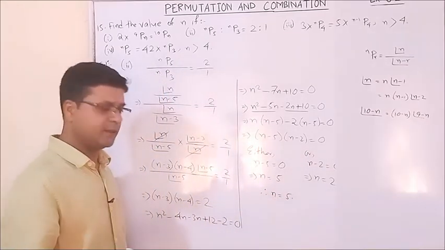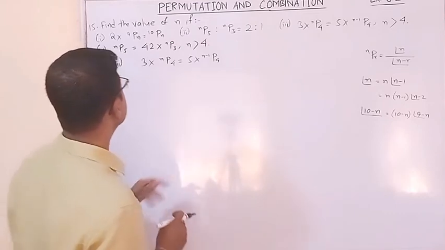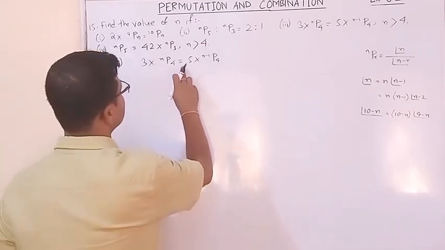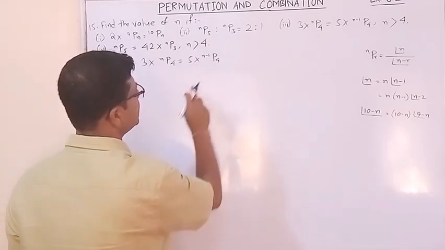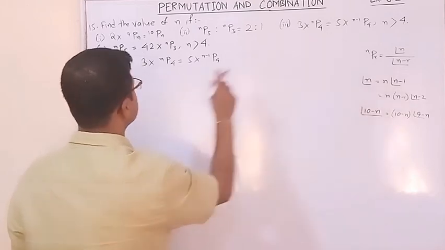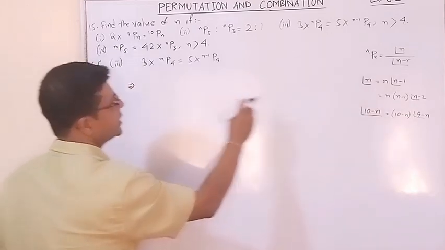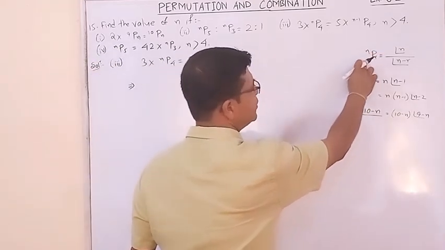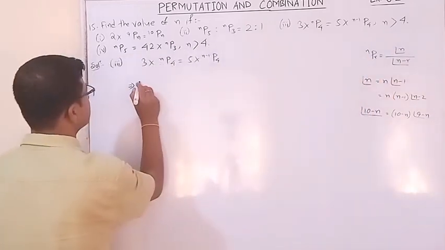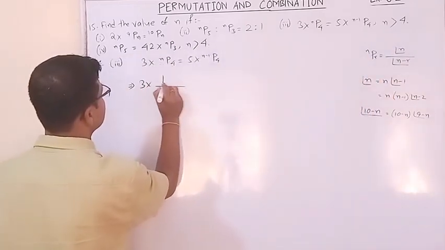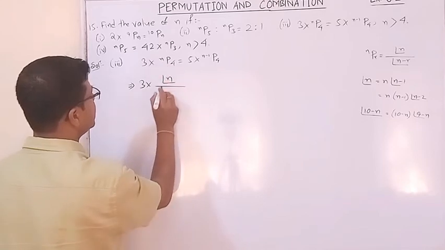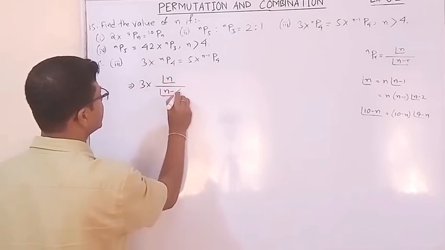Is it all right? Now dear students, we have taken number third one, that is 3 into nP4 is equal to 5 into (n minus 1)P4. Condition is given, n is greater than 4. Now again here same thing, let us express, this is given, we will write in the formula, that is 3 into factorial n, this is nP4, so factorial n minus 4.